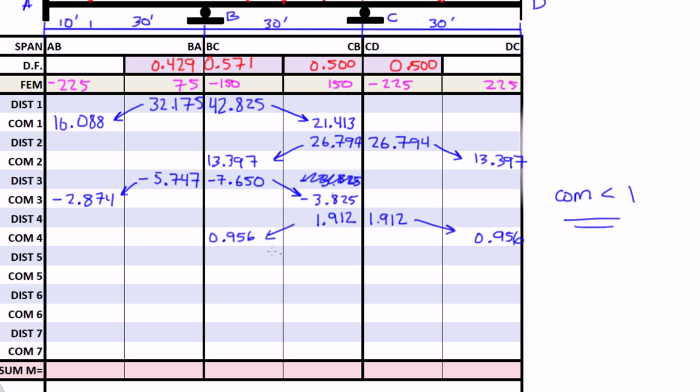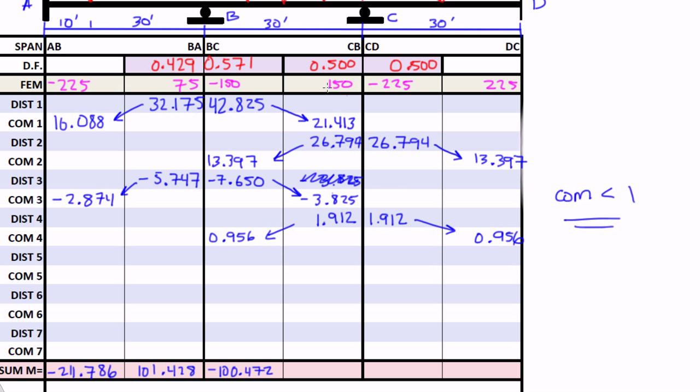Okay? So now what we have to do is sum all the moments in each column. To sum this column AB, we're going to do negative 225 plus 16.088 minus 2.874. We should get negative 211.786. And then you do the same thing in column BA. So 75 plus 32 minus 5.7 should be 101.428. And then the sum of the moments in this column should be negative 100.472. Notice that the moment at B is 101 on the left side and negative 100 on the right side. They're about equal in magnitude and they're opposite in direction. So that means joint B, for the most part, is in equilibrium.